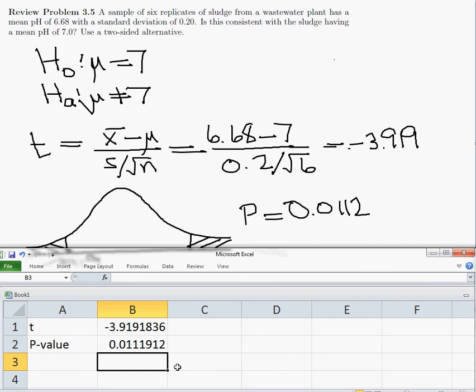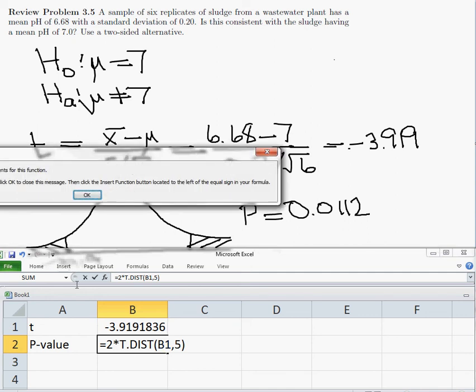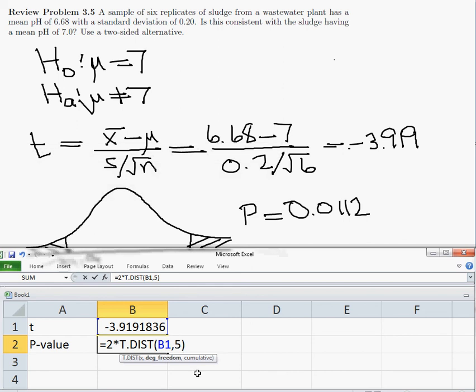If you have a TI calculator doing this calculation, most likely you would do something equivalent to 2 times the area to the left, except you'd be using the tcdf command on the TI calculator in order to figure out the area to the left. And I forgot, on the t.dist we need to have the true to say that it's cumulative to get the p-value. So that's the p-value.